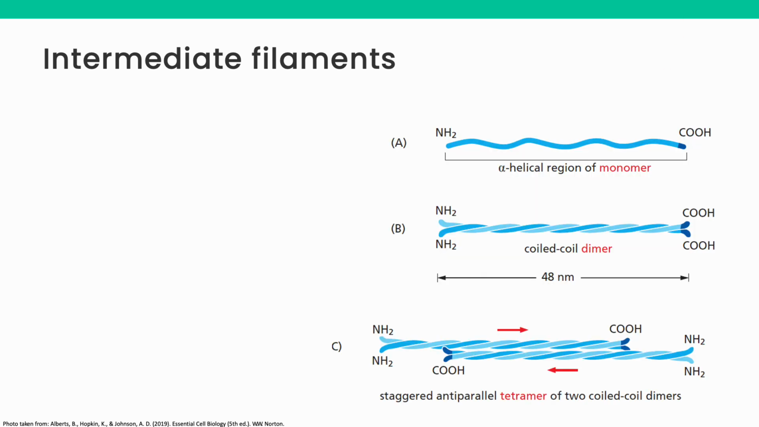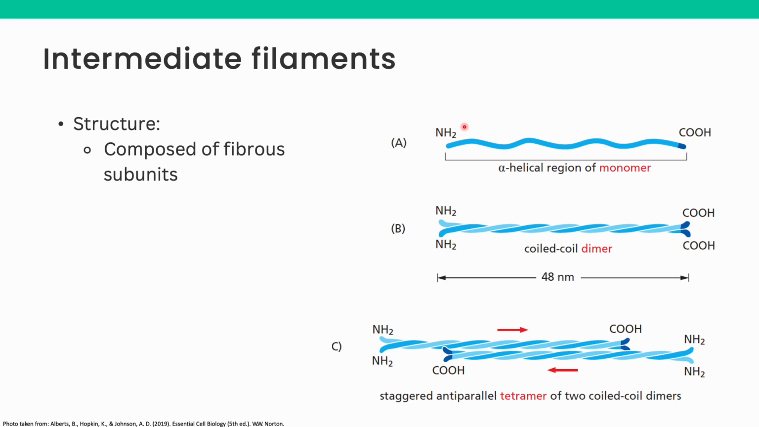Next, let's talk about the structure and formation of our intermediate filaments. Our intermediate filaments are composed of fibrous subunits, and as such, we classify this filament as a fibrous filament. Here's an example of the most basic component of our intermediate filament, the alpha helical monomer. And you'll notice that on one end, it has a COOH group, or a carboxylic acid group, and on the other end, it has an NH2 group, or an amino acid group.